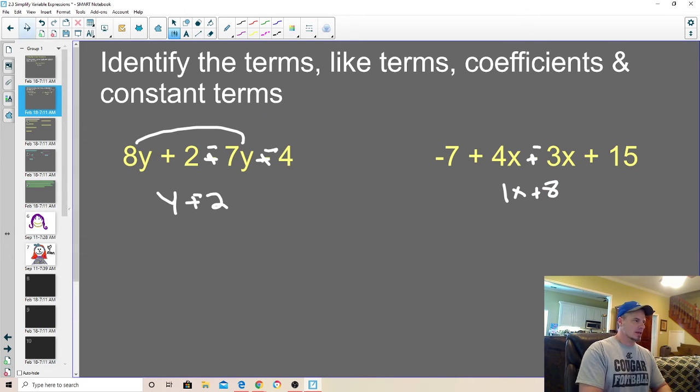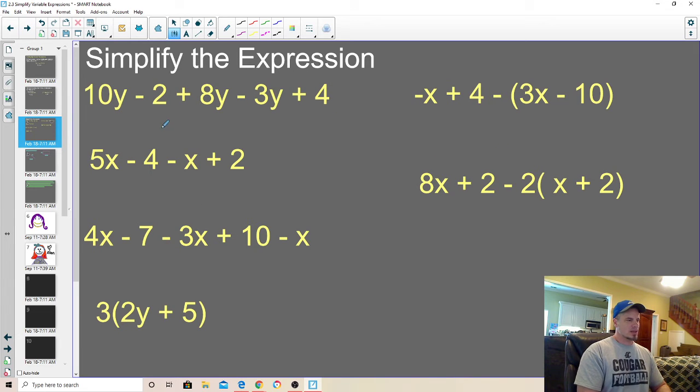Okay. Let's do a few more of these. Here, I'm not going to identify everything. I'm just going to add the like terms. So we're going to keep it, change it with all of these. I'm going to go through these pretty quick. Okay. 10y plus 8y is 18y. 18y and negative 3y is 15y. So 15y. Now those are gone, and if it helps to mark them out, mark them out.